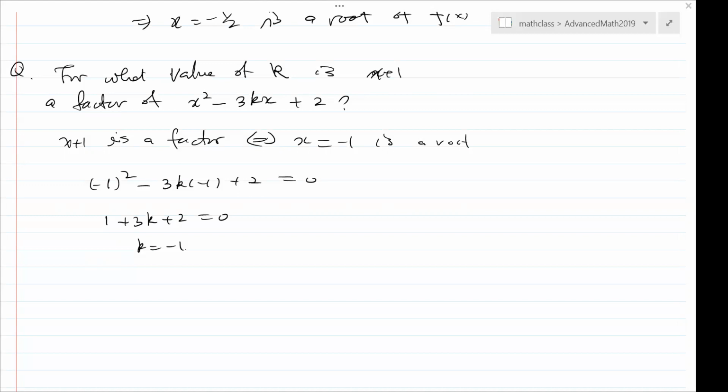All right. So there's another way you can do it. Just go ahead and pretend that x plus 1 is a factor, and you try to divide x squared minus 3kx plus 2. You should get a remainder. The remainder should be 0. Then you end up with k equals -1. Okay. So this is the first method.